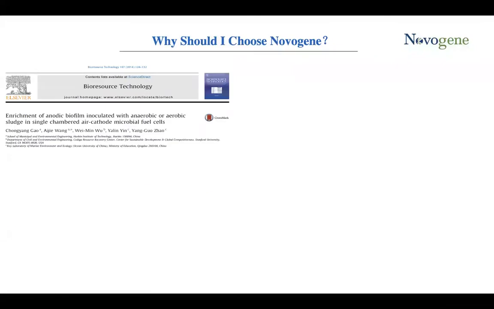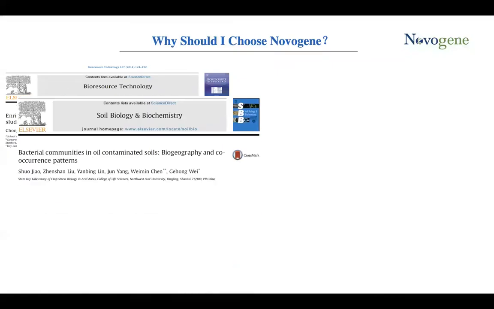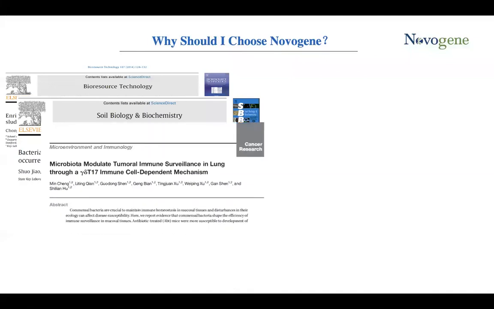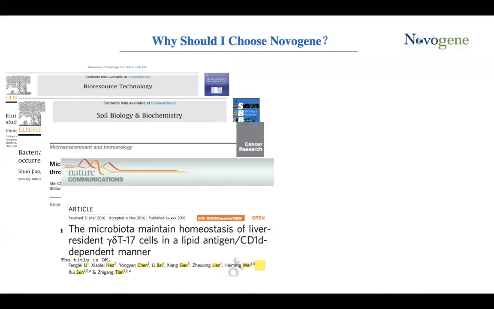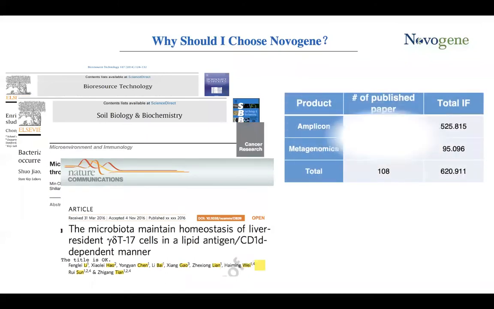So with all that being said, what makes us different from other companies in the market? Well, the most important one is that we have vast experience in amplicon sequencing, and our clients have published various papers in related journals. Up to the end of 2019, the total count of papers published by our customers has reached 100, with a total IF of 620.